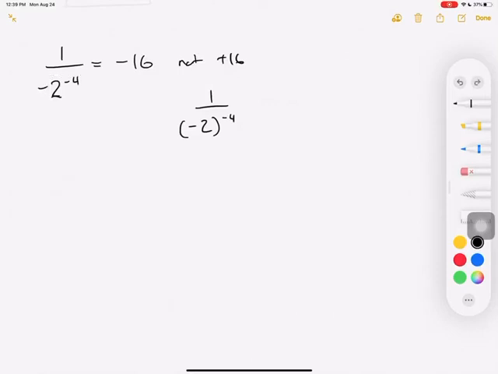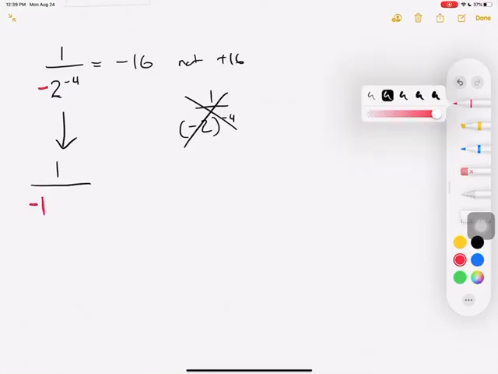So let's see what happens if you migrate only the 2 to the power of negative 4. I'm going to have a 1 in here. I have a negative sign. You can leave it as a negative 1 if you want. On top of the negative 1, I had the 2 to the power of negative 4, which is the thing that's going to migrate.